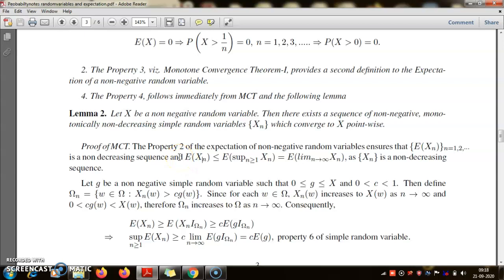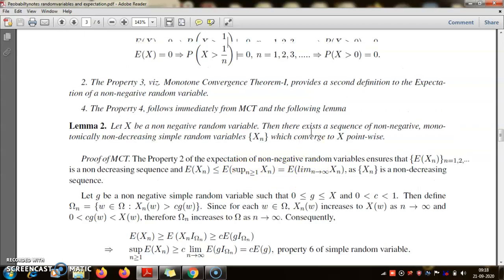So what do you know about convergence of a non-negative monotonic sequence of numbers? If I take a sequence of non-negative non-decreasing real numbers, then there are only two possibilities. If it is bounded above, then it converges to the least upper bound, and if it is not bounded above, then it will diverge. So the limit will be infinite. So by that logic, this limit of expectations of Xn's exists, and it will be dominated by the right side, the expectation of the supremum, which is the expectation of the limit.